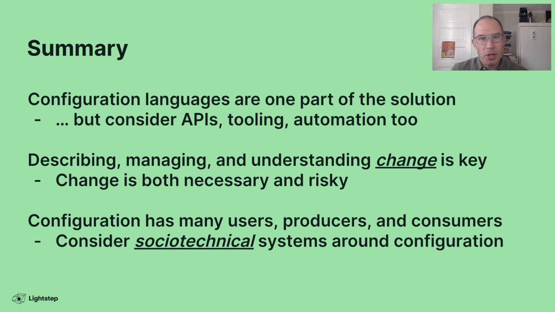So, in summary, before you design a configuration language, make sure that a new language is really the right tool for the problem you're trying to solve. Maybe there are other ways to solve that problem using an existing API or building a new one. And if you are designing a configuration language, think about other parts of the ecosystem in which that language will exist, including APIs, tools, and automation. Change is a critical part of operating production software systems, and thinking about how to express and manage change is also a key part of configuration. And finally, ask who are the stakeholders? What are the risks and challenges for each of the stakeholders, and how can the design choices for a configuration system mitigate those challenges and hopefully not amplify them?